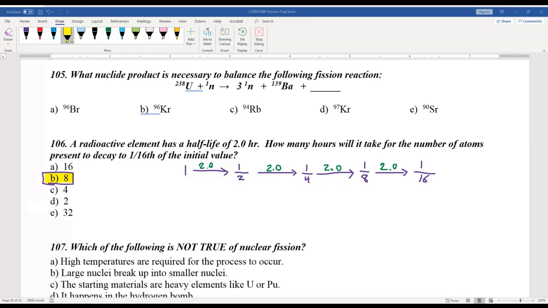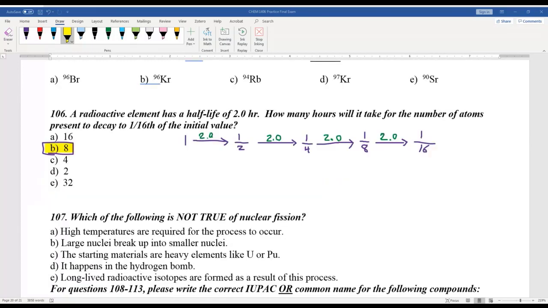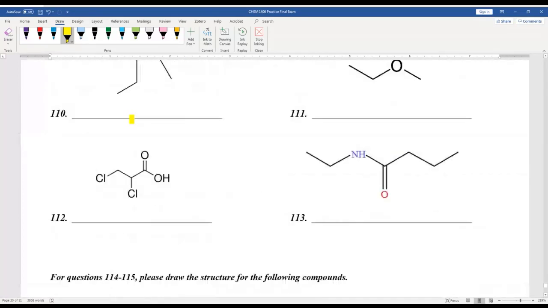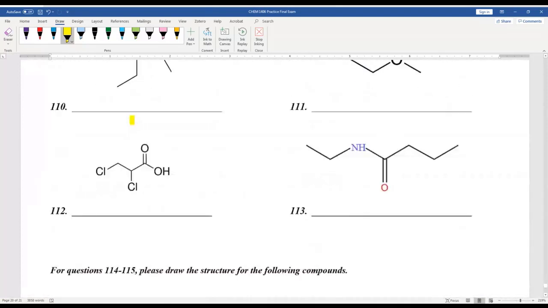What else can I go over? I can hit at least 1 or 2 more questions. You want to do any organic naming or writing of formula? A few on the back. The last page? Sure. So last page, here we go.